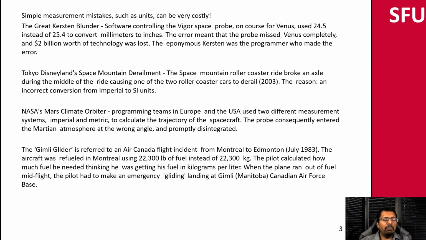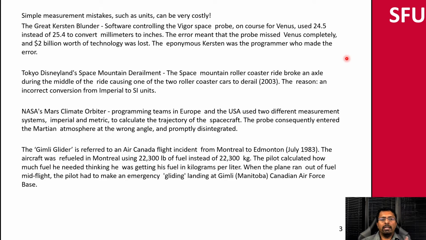Just very briefly, we have to be aware that even seemingly simple mistakes can cause a lot of issues. There are a few examples here. The Gimli blunder aside, there was the probe to Venus, which used a different conversion. Instead of 25.4 to convert from millimeters to inches, they used the wrong value. This seems very simple, but it is a very large error.